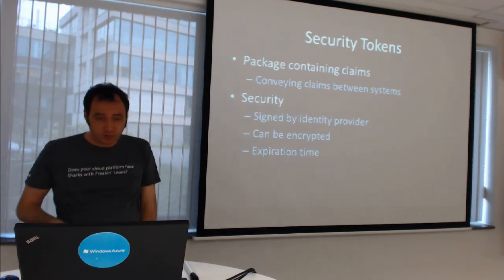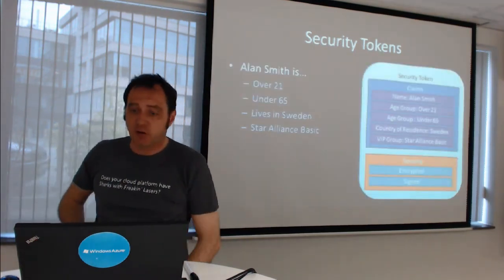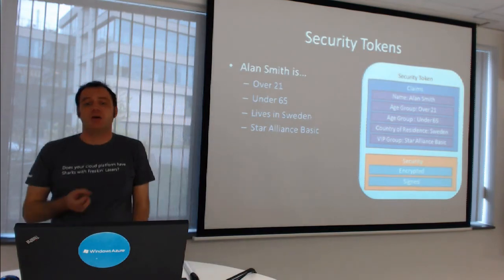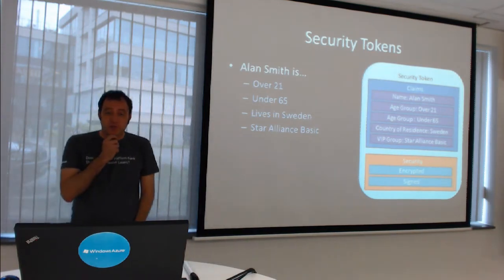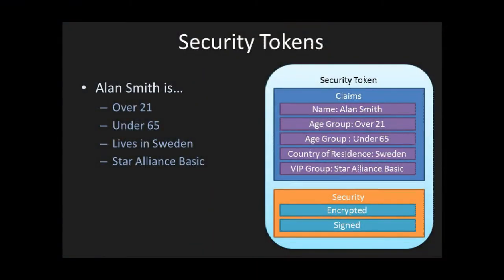So security tokens basically look something like this. They have a number of claims in. This one is saying that my name is Alan Smith, I'm over 21, under 65, I live in Sweden, and I'm Star Alliance Basic. A bit about security tokens is that the security tokens can contain the information which the identity provider chooses to provide.